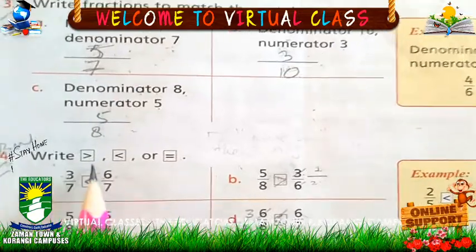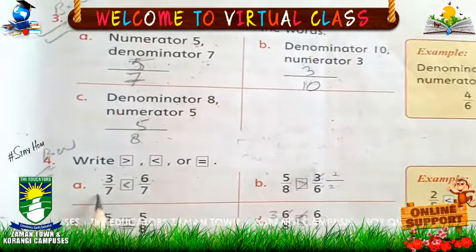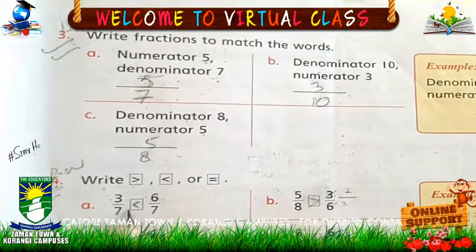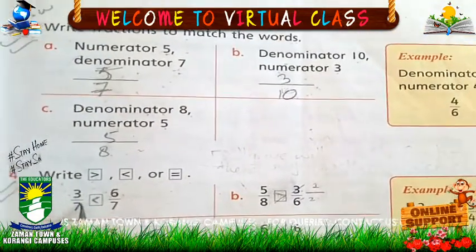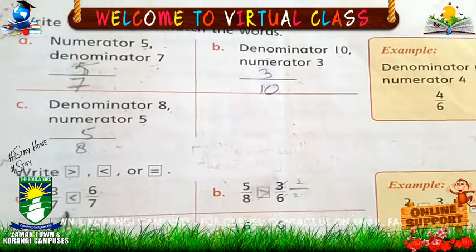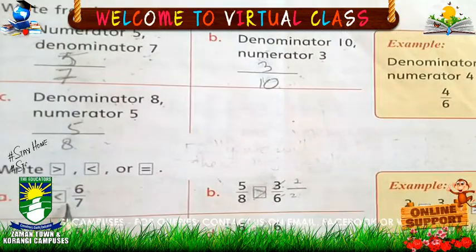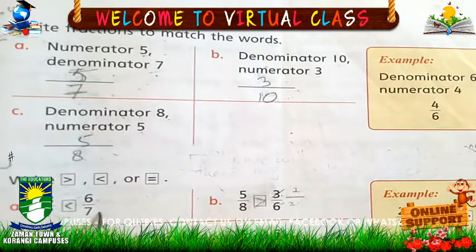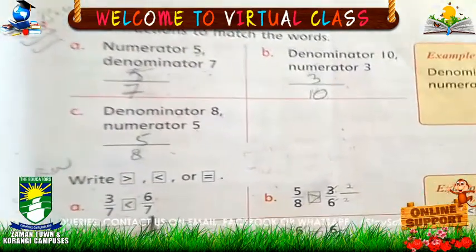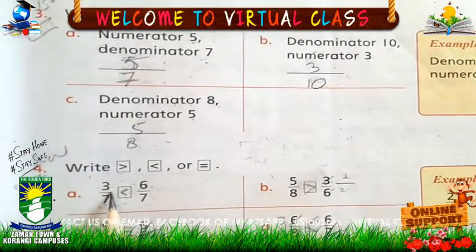Write the symbol less than, greater than, or less than or equal to. In A part there are two fractions. In this case we consider whether the first fraction is greater or smaller than the other. 3/7 is less than or greater than 6/7? Tell me. Firstly, the denominators are the same, so how will we recognize which value is greater or less?